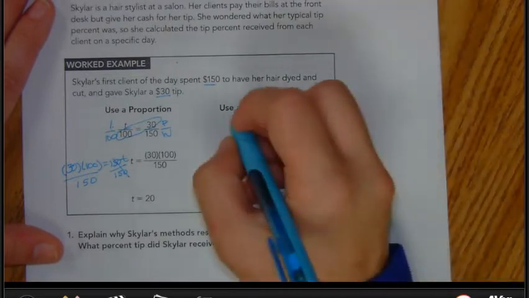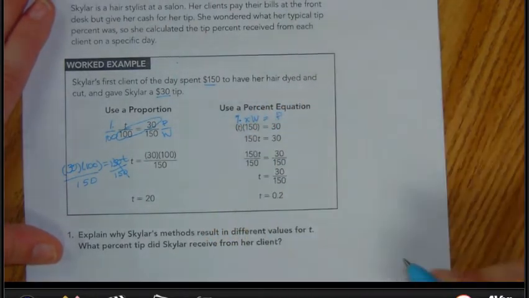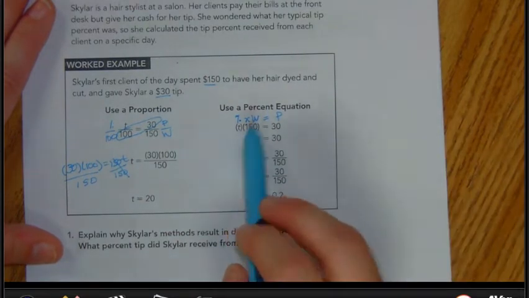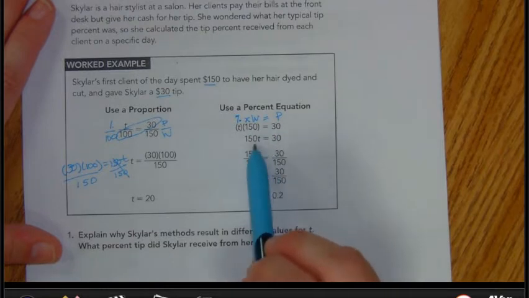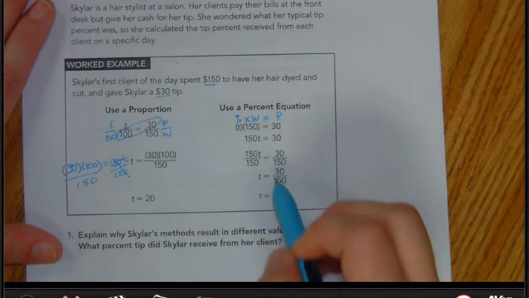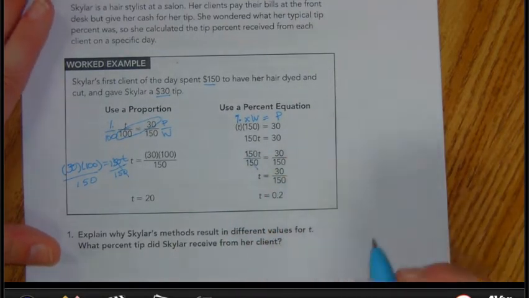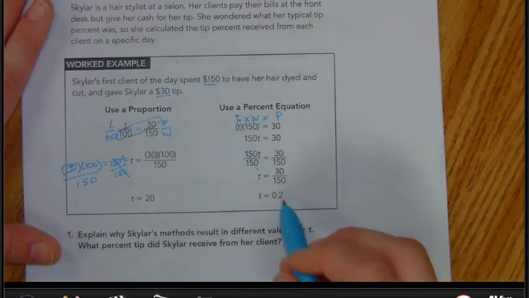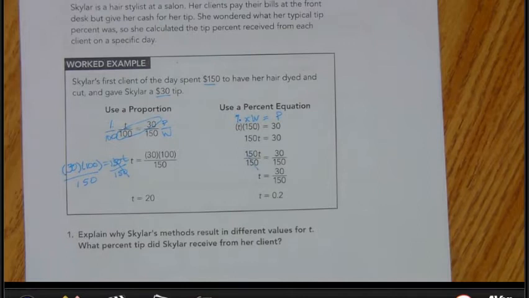You can also use your equation. So percent times the whole is equal to the part, where I'm unsure of my percent. I know my total is 150 and my part is 30. Well, it's the exact same concept here: how do I get t by itself? I'm going to divide by 150 on both sides, get t alone, and 30 divided by 150 is 0.2. And then I can move my decimal 2 times to the right to get 20%.